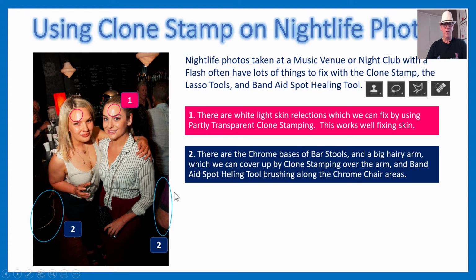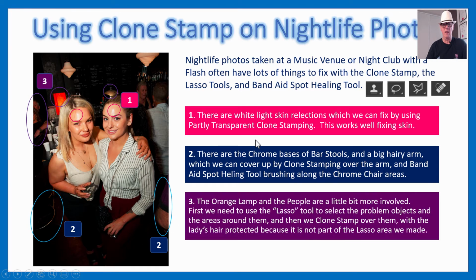Then we got this big hairy arm here. That's what the hell that thing is. Some bloke's hairy arm is lined up to get a drink at the bar. And we've got these chrome bottoms from these stools that were here, so we can get rid of those and take them out of the picture.